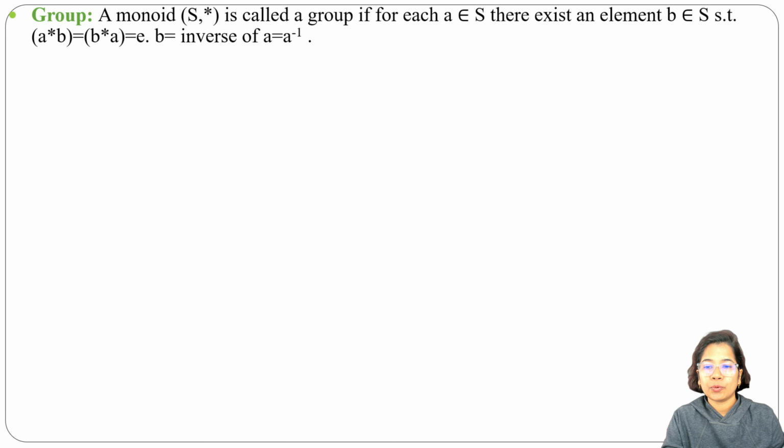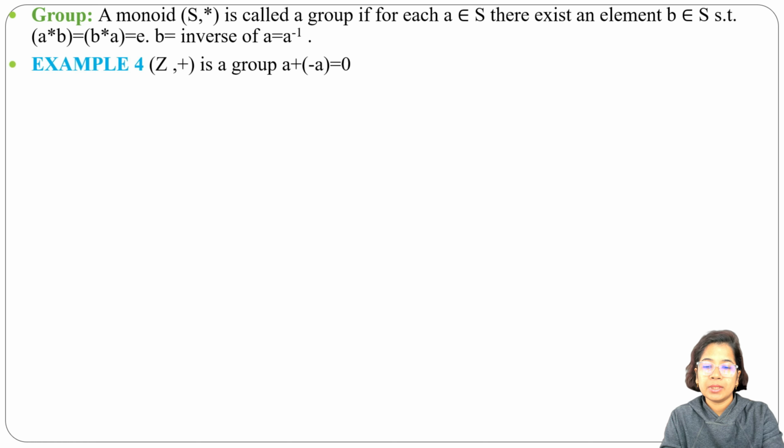Next is group. A monoid is called a group if for each a belongs to S there exists an element b belongs to S such that a star b equals b star a equals e. We can say b is the inverse of a. So one monoid is called a group if an inverse exists for each element.